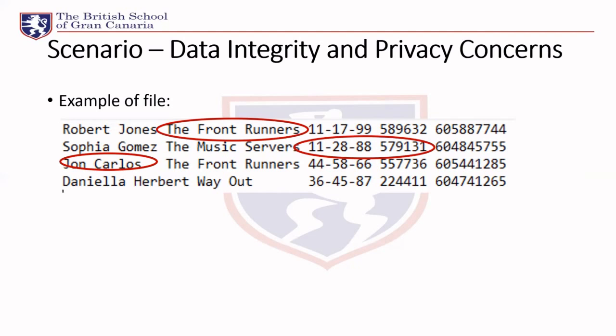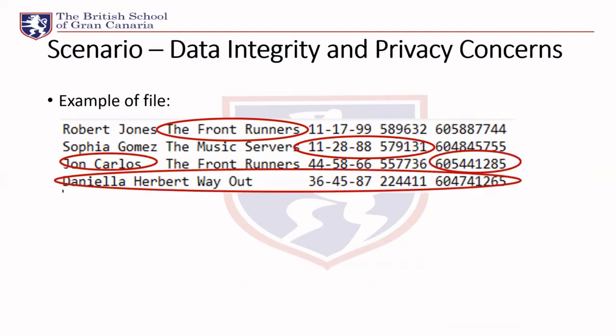This is the sort code and account number for their bank so they can be paid. And this is their phone number. Okay, so each one of these rows is a record. Now, can you see a problem with that? So hopefully you're thinking what the problems are right now.